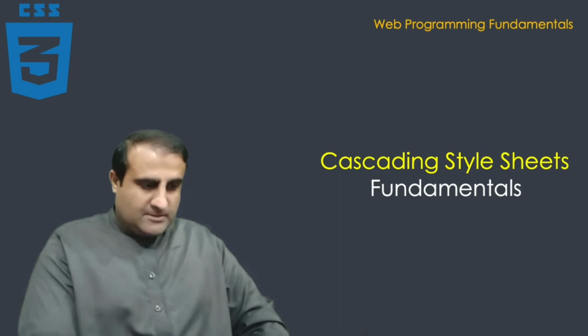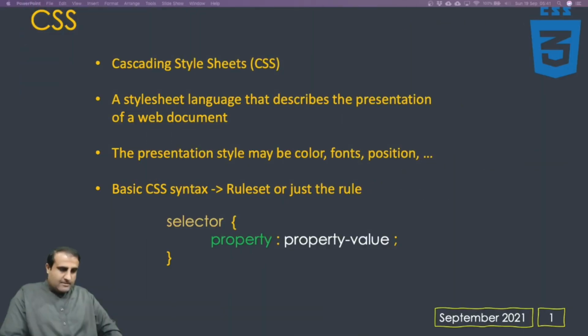So in principle, cascading style sheet is actually the style sheet language that describes the presentation of web documents. So the presentation style can be, for example, the color of the content, the fonts, or the position of the elements in the web pages. So everything that is visual can be controlled with cascading style sheets.